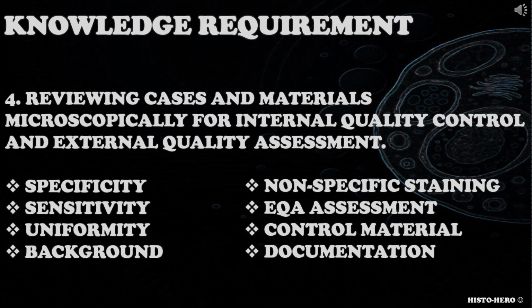The fourth knowledge requirement is for you to review cases and material microscopically for internal quality control and external quality control. How would you assess quality of relevant demonstration methods? What control material does your laboratory use for each demonstration method? How would each demonstration method be assessed by the assessor? Consider color balance and consistency, specificity of staining, uniformity of staining, presence of background staining, contamination or deposits, presence of nonspecific staining, UK NEQAS assessment criteria, control material used, documentation.